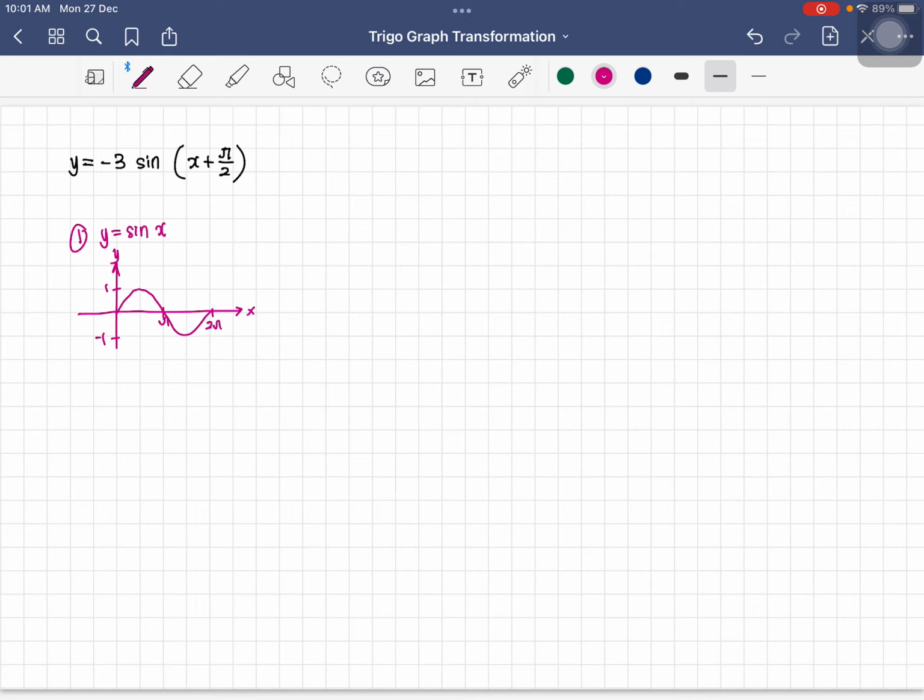Next, I need to shift this graph to the left by pi over 2 units. So the second one, I'll have y equal to sine of x plus pi over 2. And it is positive here, which means we have to shift it to the left by pi over 2 units. So we'll have something like this. This is x. To the left by pi over 2 units, so that one should be negative pi over 2, this one should be 0, this one should be pi, and this one should be 3 pi over 2.